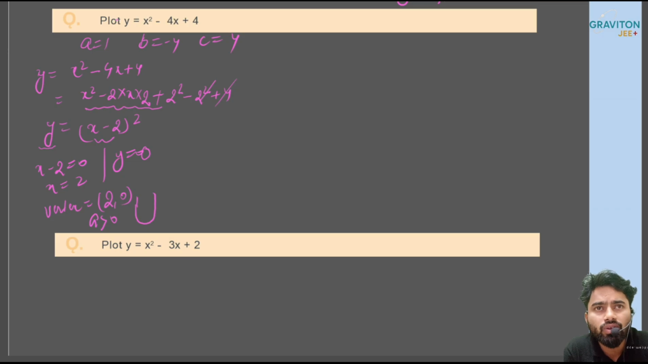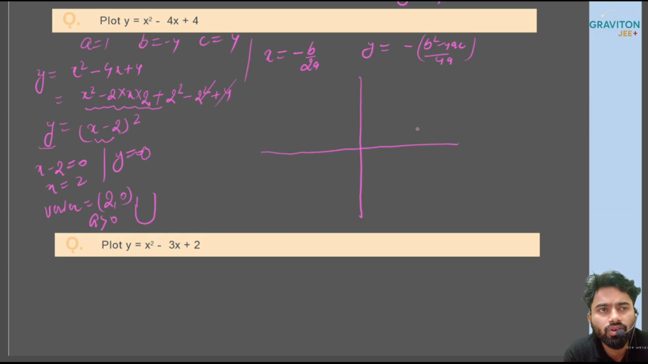You can also calculate the vertex of the parabola by the formula x equals minus b upon 2a and y equals minus (b squared minus 4ac) upon 4a. If you calculate, you will get the same. Now we want to draw the parabola, and here you can also calculate D equals b squared minus 4ac.